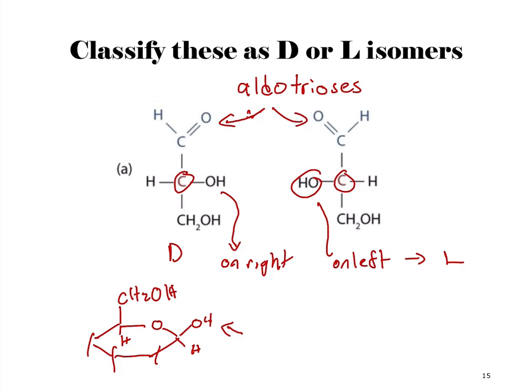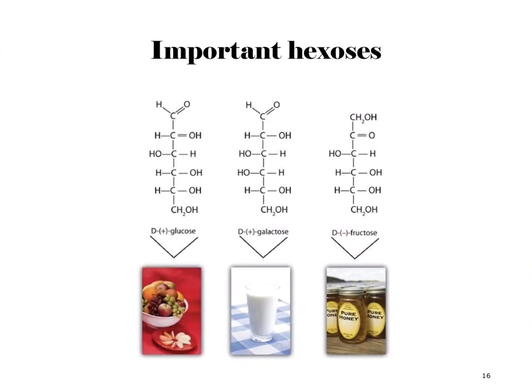So these are the D or L isomers. Here are some important hexoses that you see. We have fructose, galactose, which is the carbohydrate in milk, and glucose, which is a sugar. For each of these, which enantiomer is each of these important carbohydrates? They're all going to be D, because the hydroxyl group on the penultimate carbon is on the right. So these are all D enantiomers. And this makes sense because all naturally occurring carbohydrates are going to be D enantiomers.